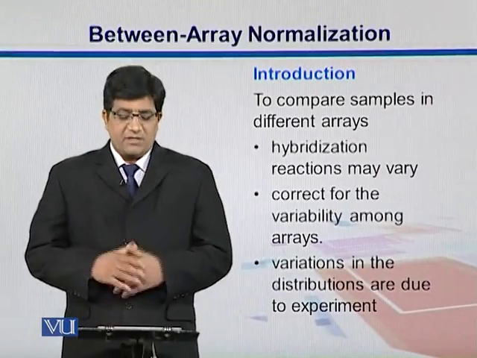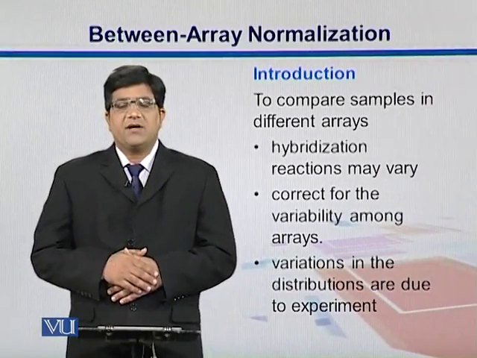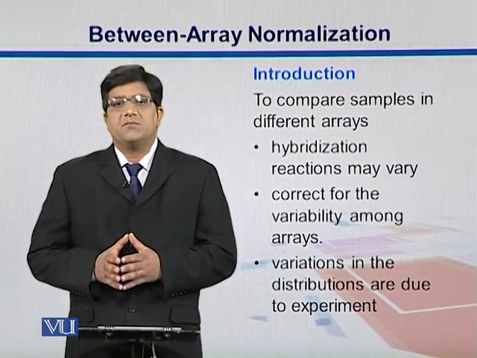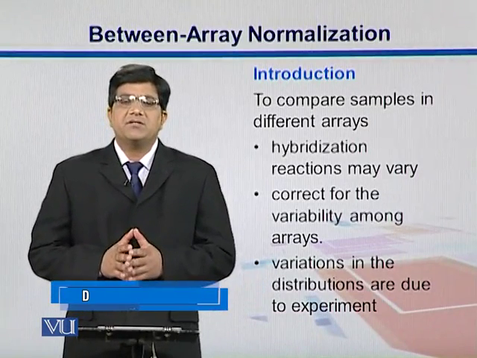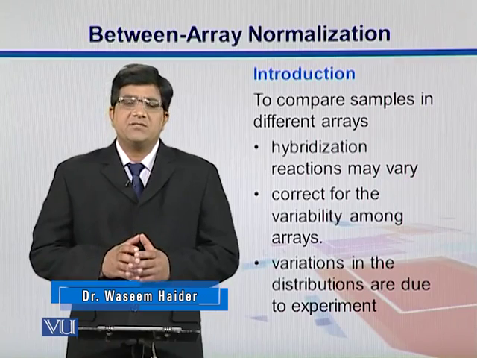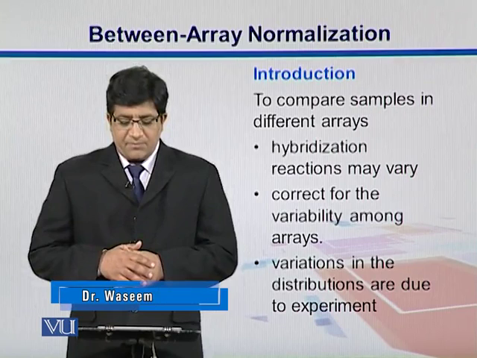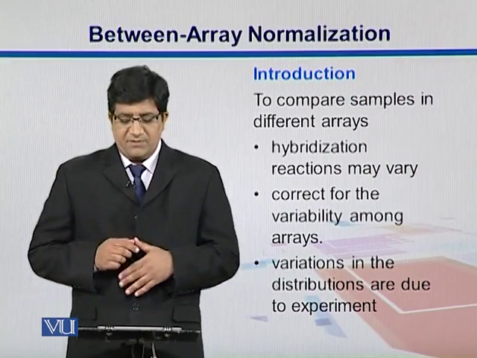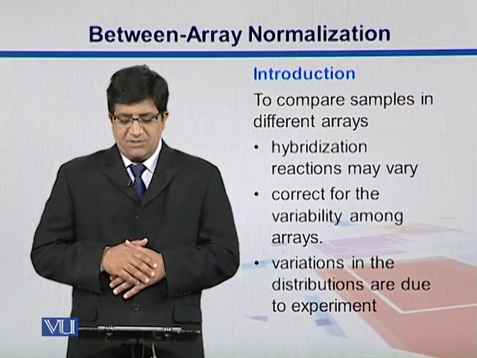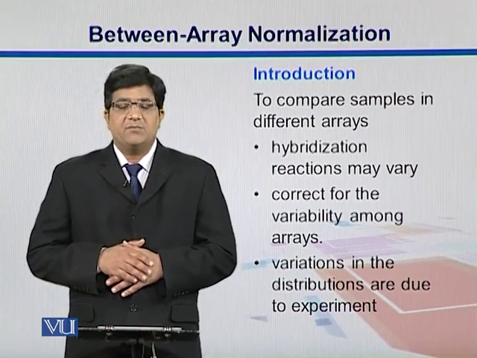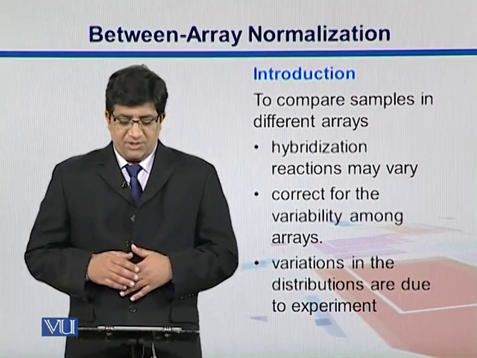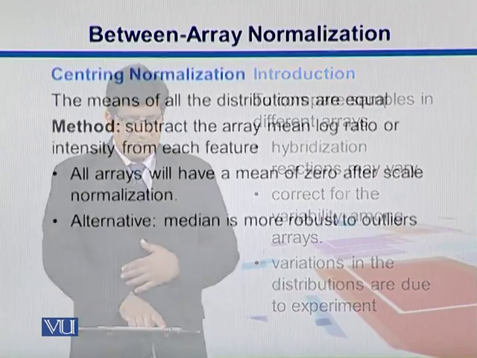So between array normalizations are important if we have more arrays within one experiment, or maybe we are comparing different experiments or different treatments within the same experiments with one another. We compare samples in different arrays. Hybridization reactions may vary. We need to correct for variability among the arrays, or variations that are due to some experiments.